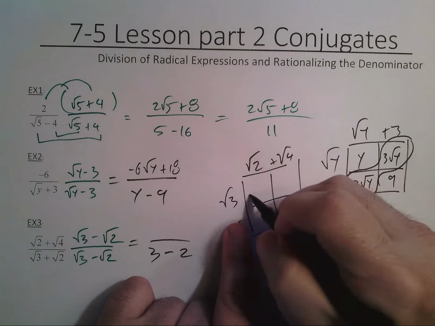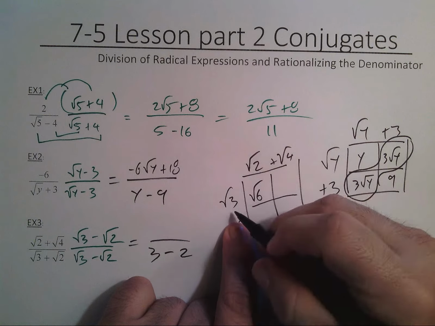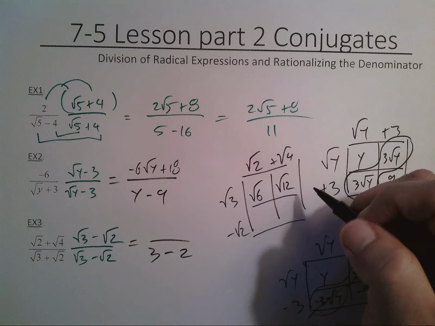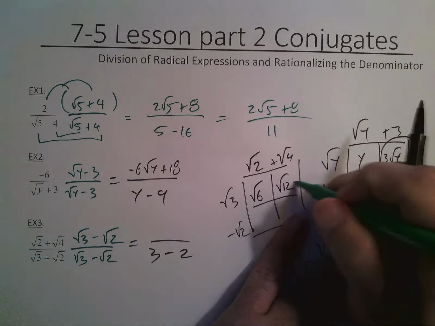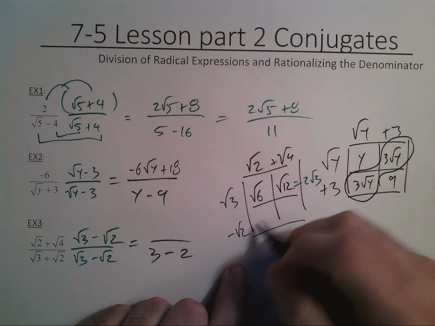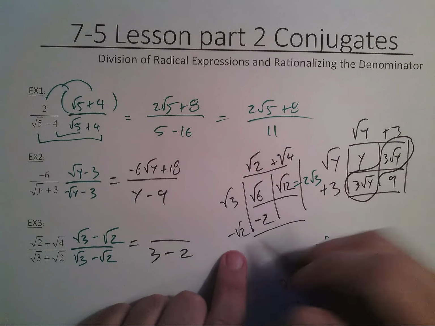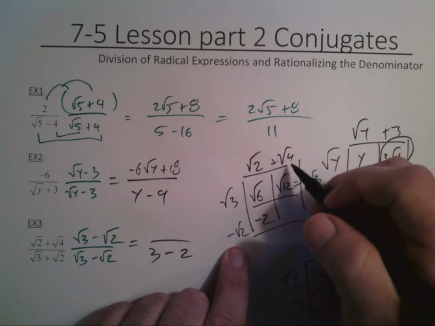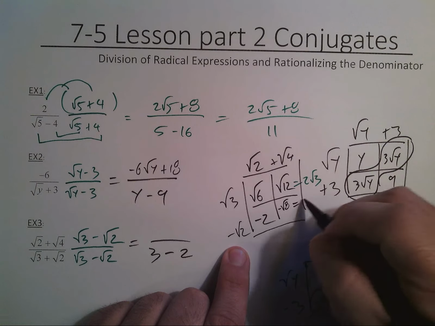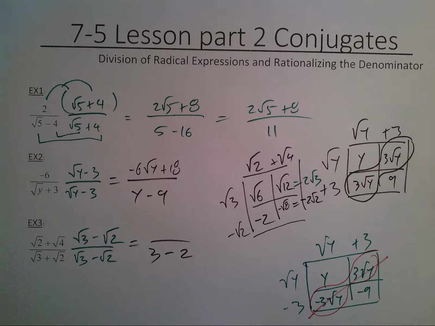Root 3 times root 2 is root 6. Root 3 times the square root of 4 is root 12, which I'll simplify in a minute to be 2 root 3. Root 2 times root 2 cancels, so I just end up with negative 2. And negative root 2 times 4 is going to be negative root 8, which is equal to negative 2 root 2. Again, I'm going faster because I know the pieces. Do it out with a lot of space so you can see what each of the things is.